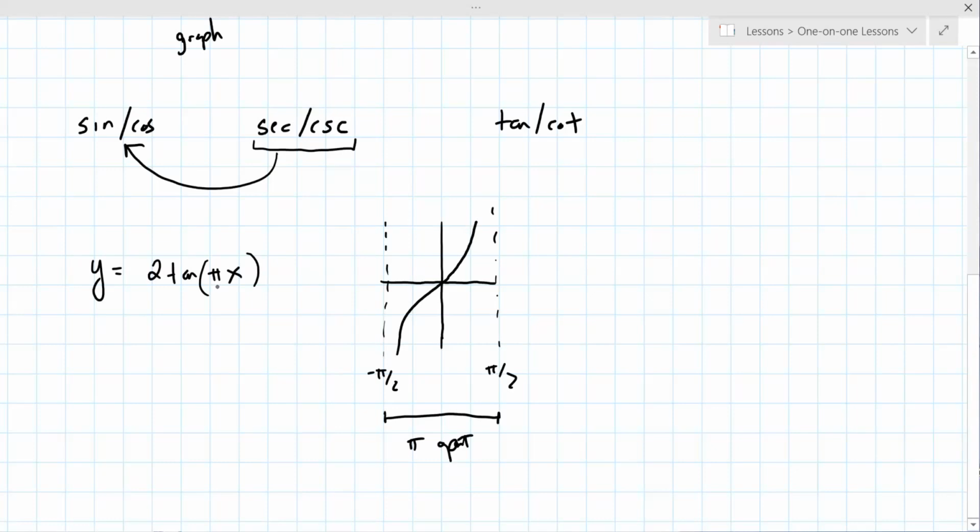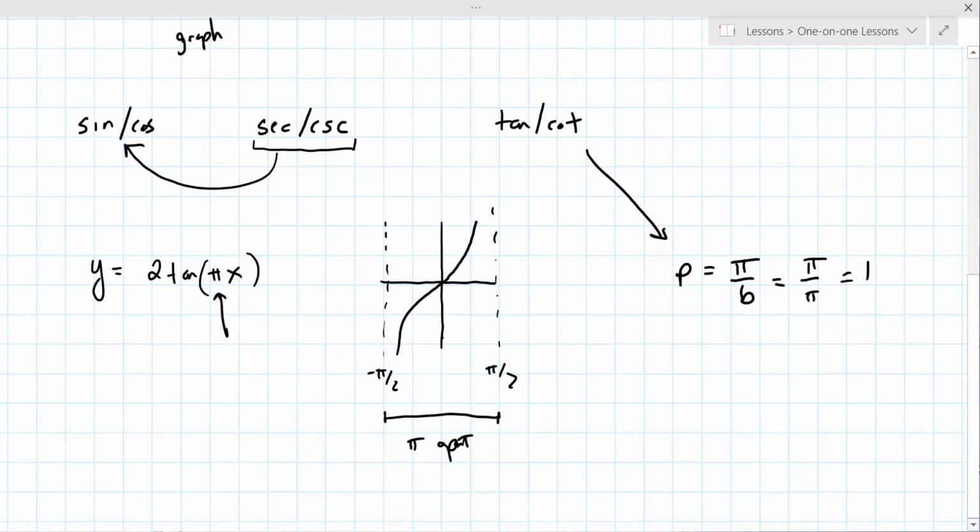This one though does not have a period of pi. The period for a tangent or a cotangent is not 2 pi over b, it's just pi over b. So in this case, your b value is pi, so its period is 1. Do you follow that, how that changes?